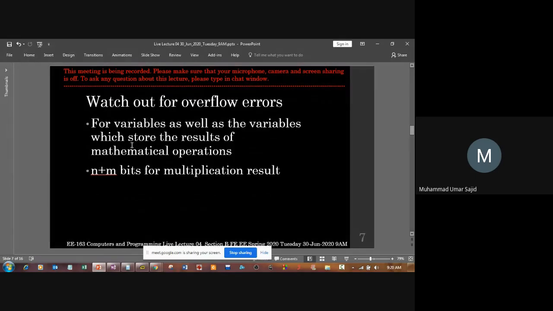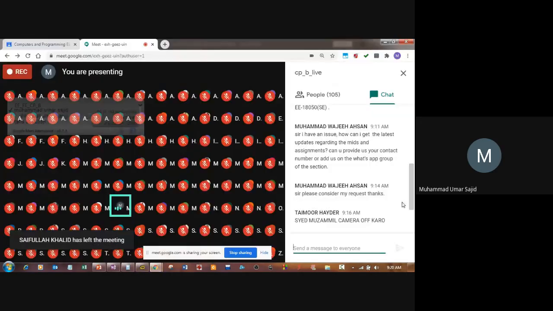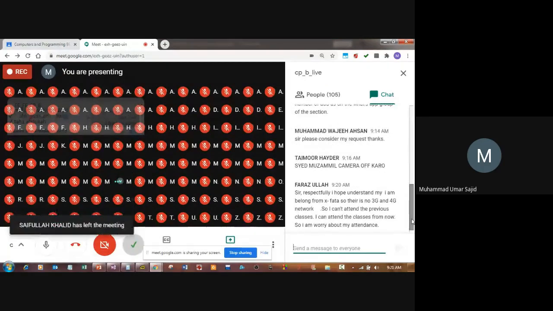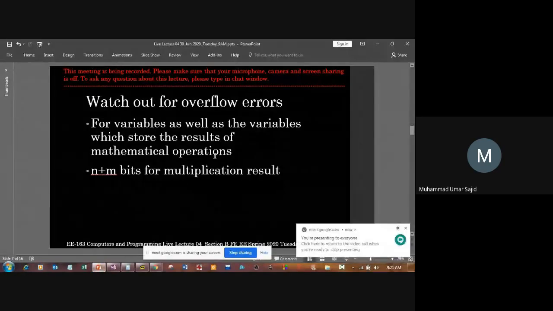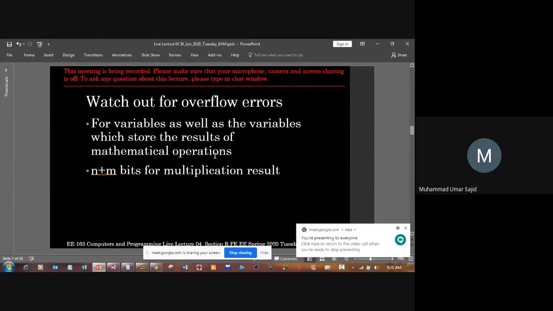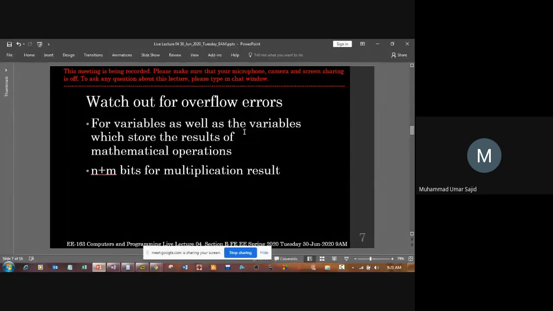Okay, so the next topic which we covered, and which is kind of an interesting topic, is that we need to watch out for overflow errors. By overflow errors, we mean that we are storing a result or a number, and that variable does not have the space to store a very large number. We have seen in our recorded lecture that if you try to store a number and the variable does not have the space, it will cycle around to zero, or maybe to a negative value, depending on whether it is a signed or unsigned number. So for variables, as well as the variables which store the results of mathematical operations, we need to watch out where we are storing the numbers.